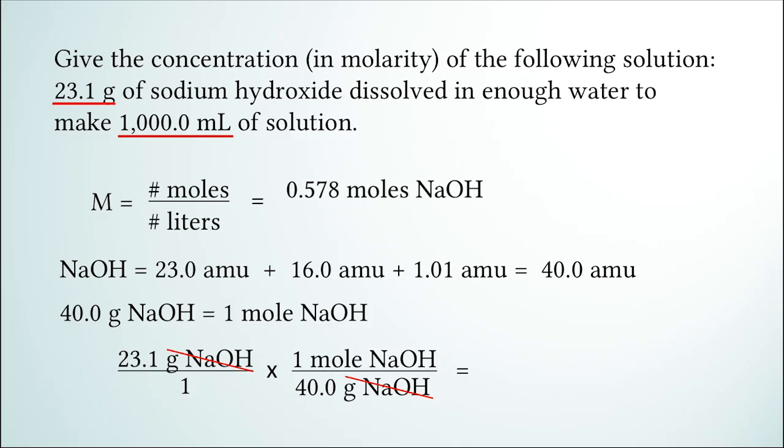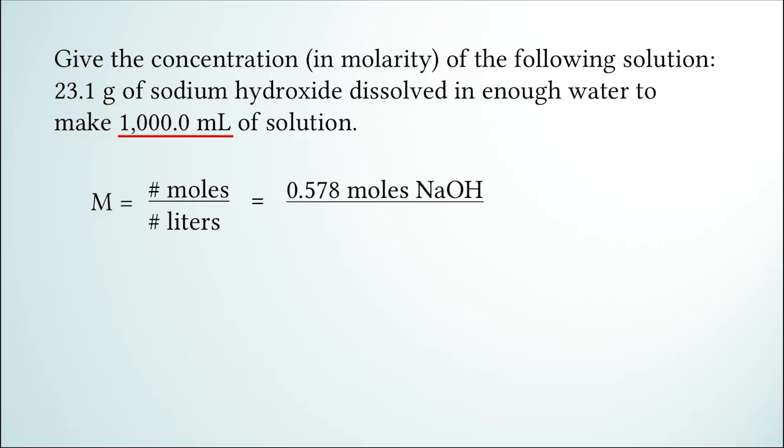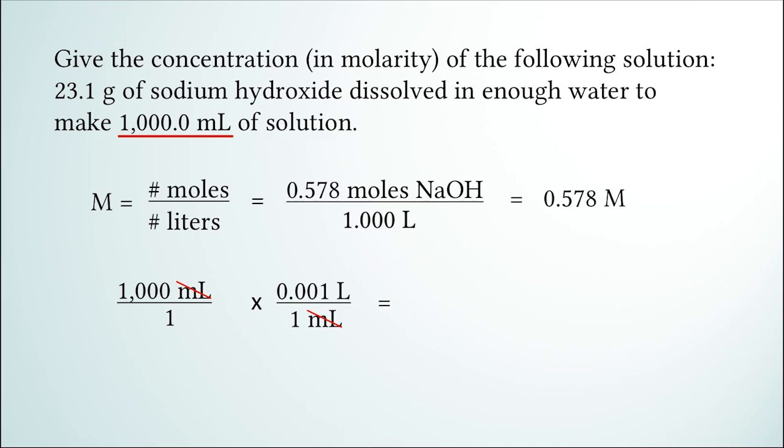We can put that value here. Now we can convert milliliters to liters. We have 1,000 milliliters. Multiplying it by our conversion relationship of 0.001 liters per 1 milliliter, we get 1.000 liters. To calculate molarity, we divide the number of moles by the number of liters and get 0.578 moles sodium hydroxide divided by 1.000 liters, which is 0.578 molar. That's our concentration of sodium hydroxide solution.